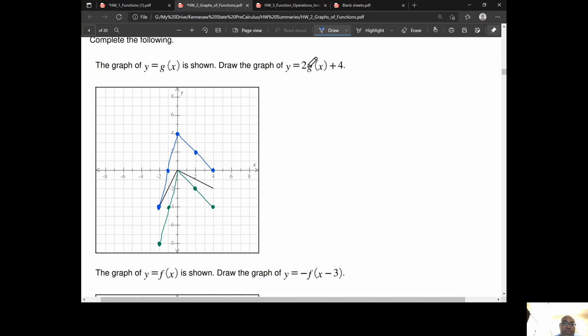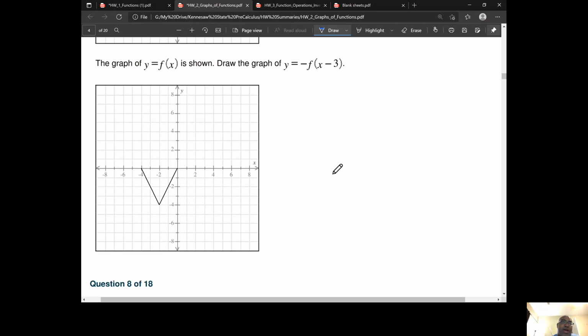All right. We multiply the output times 2, and then we shifted it up 4. That's the easiest way that it works for me, I mean, for me to understand it: 2 on the outside means I multiply the output times 2. Let's keep going.